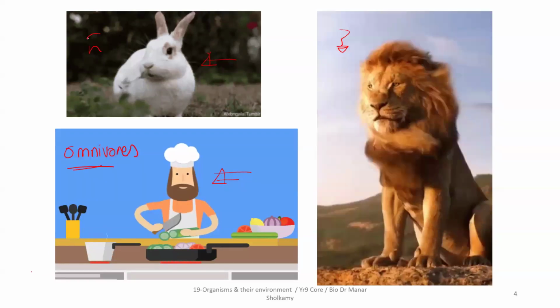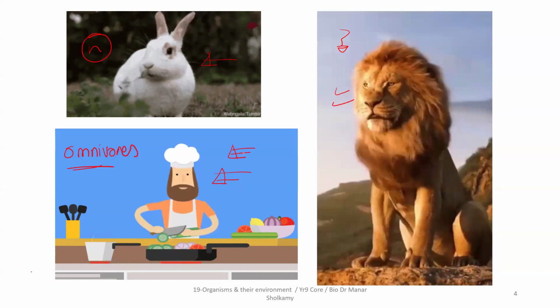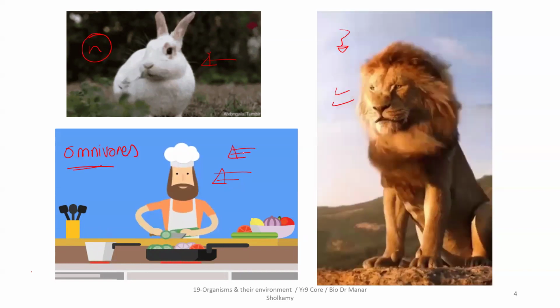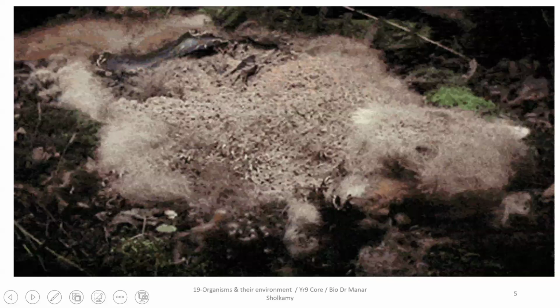Herbivore, the rabbit. Carnivore, the lion. And omnivore are the people or the organisms that eat both meat and plants. Very easy. Now, this picture is showing you decomposition in action. This is a dead fox. This fox will not lay there forever. With time, the fox will disappear because it will be decomposed.